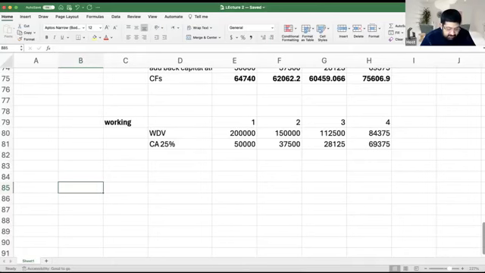But there is a concept of annuity as well. What is annuity? Annuity is a series of cash flows with, number one, constant amount. Same amount every year.